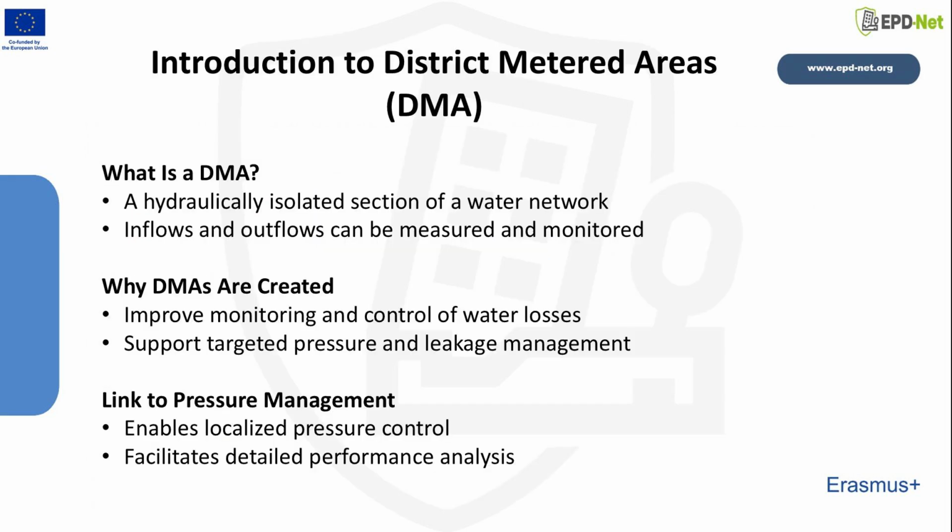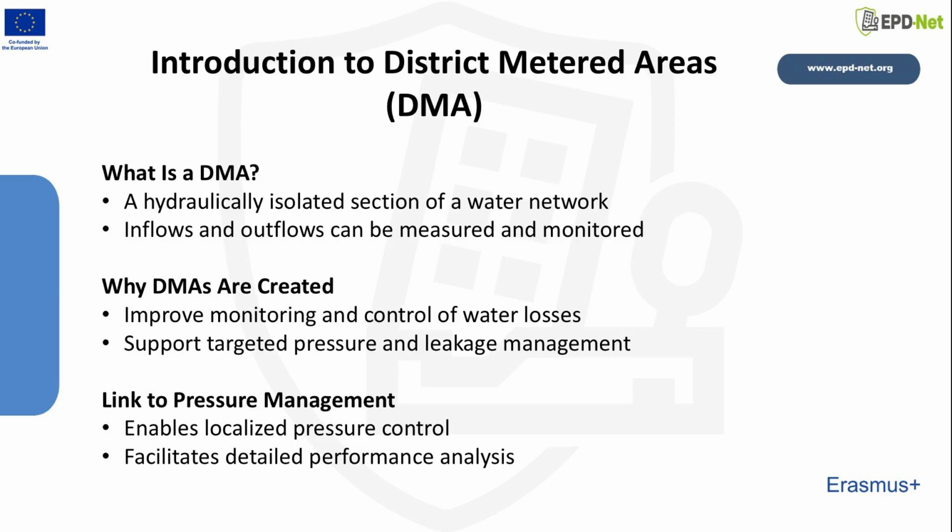A district metered area, or DMA, is a hydraulically isolated section of a water distribution network where inflows and outflows can be accurately measured. By defining clear boundaries, utilities can monitor water movement within a specific area of the network. DMAs are created to improve the monitoring and control of water losses.